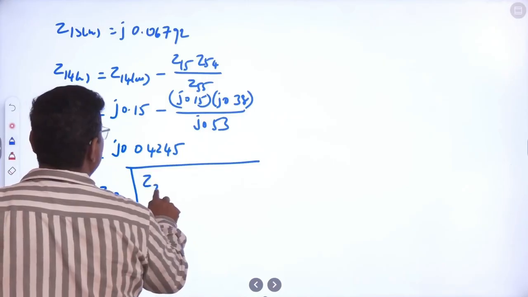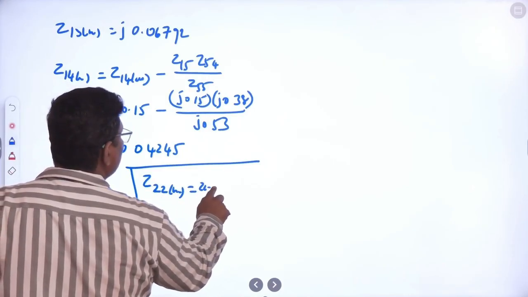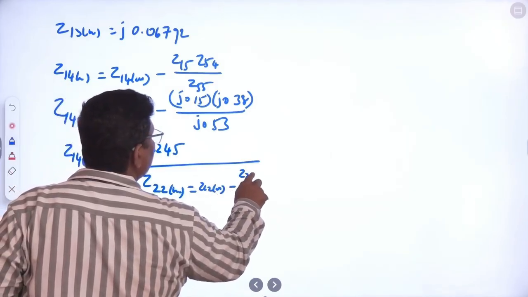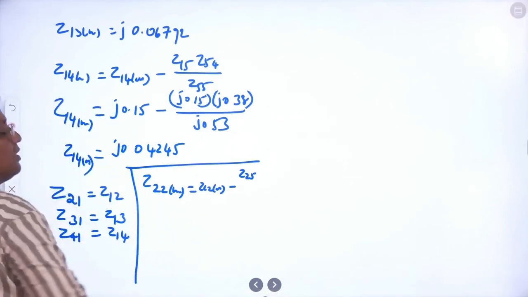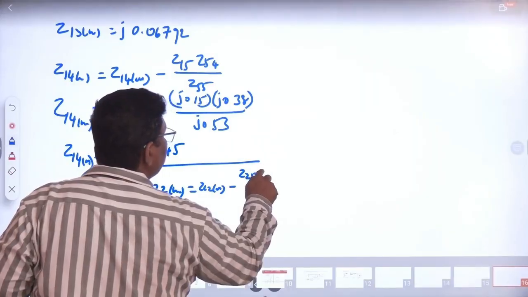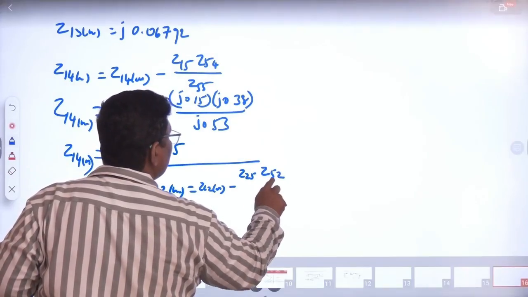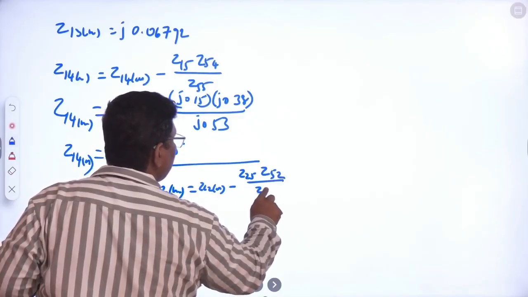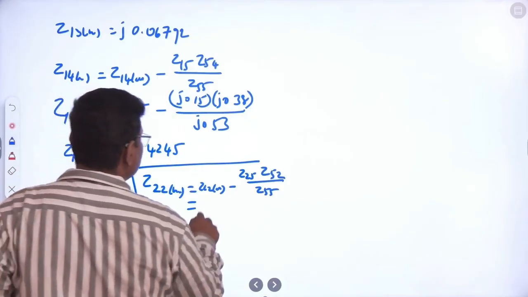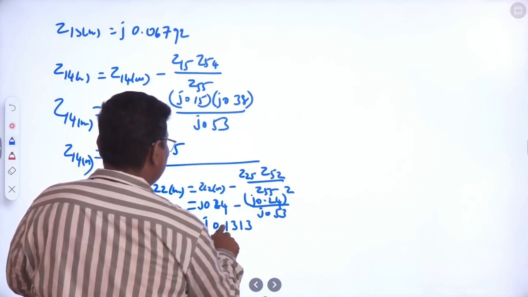So Z22 new equal to Z22 old minus Z25. Starting bus number is 2, n value is 5. So Z25 Zin into Znj, Nj is 52 divided by Z55. Okay, so Z22 value is j0.1313.